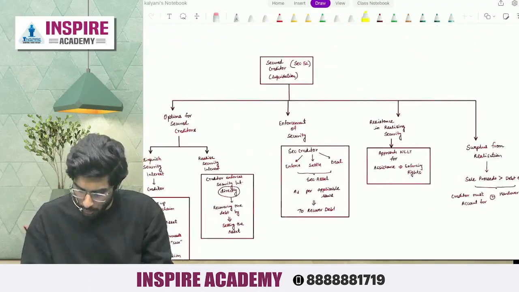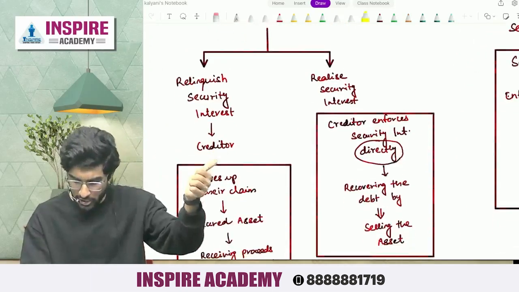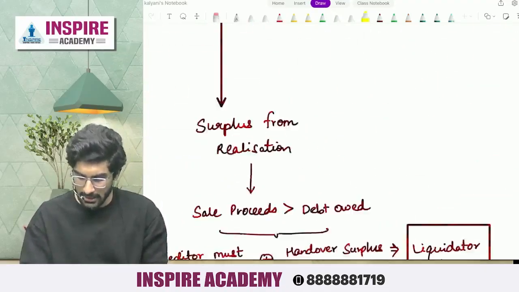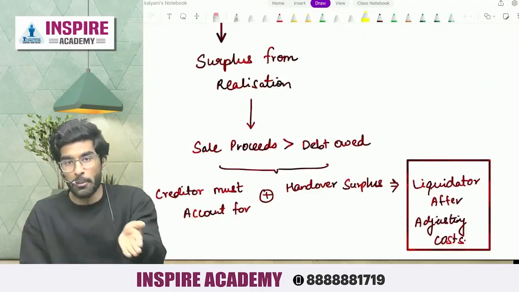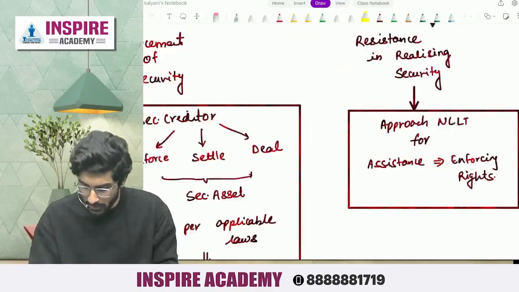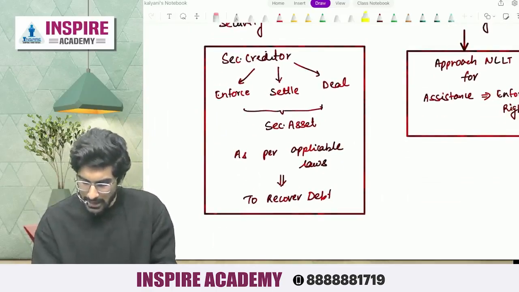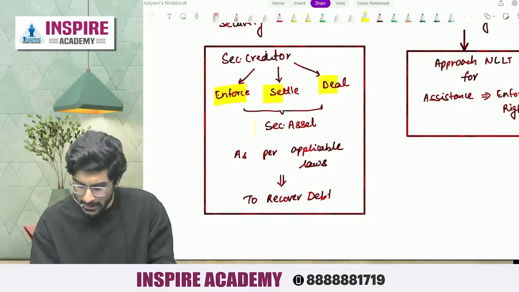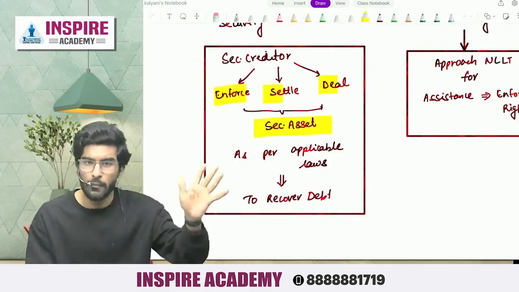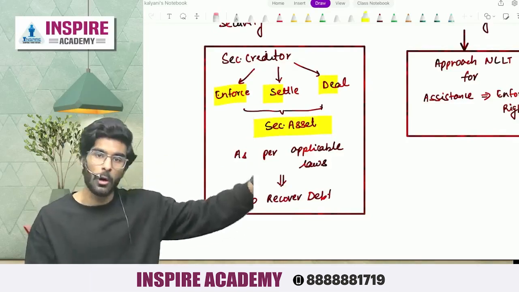Now people, let's come to over here, secured creditor. They have got two options, either to relinquish secured interest or to realize their secured interest. If they have received any surplus, they have to give back the proceeds to the liquidator. If they face any resistance, they can approach NCLT to enforce their rights, and they can enforce, settle or deal in the secured asset. Basically, enforcing means they can take possession plus they can do whatever they want with their assets to recover maximum value from the corporator's assets.